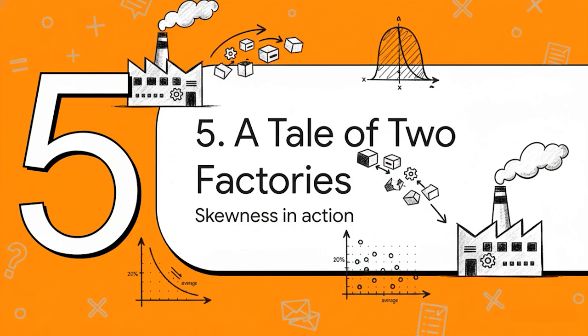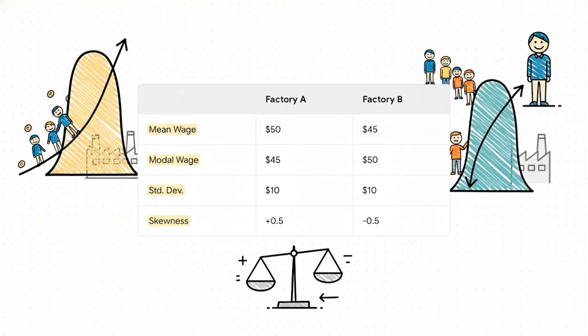Okay, enough theory. Let's get our hands dirty and apply this to a real-world example. Let's call it a tale of two factories. So here's the wage data for our two factories, A and B. And here's what's interesting. Look at the standard deviation. It's identical. That means the overall spread of wages is the same in both places. But their skewness scores, +0.5 and -0.5, those tell two completely different stories.